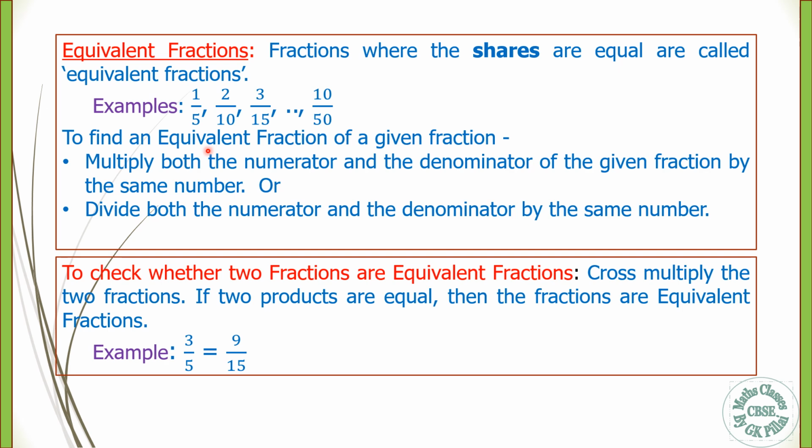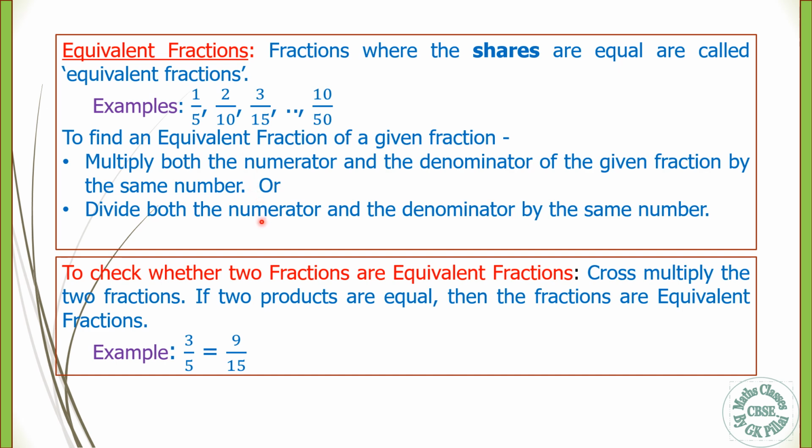How do you get them? Multiply both the numerator and the denominator of the given fraction by the same number. For example, 1 by 5, you just multiply by 2. Numerator as well as denominator, you multiply by 2, you will get 2 by 10. If you multiply by 3, you will get 3 by 15. If you multiply by 10, the numerator as well as denominator, you will get 10 upon 50. So by multiplying the numerator and the denominator by the same number, you will get equivalent fraction.